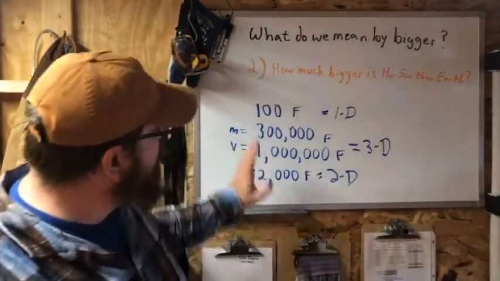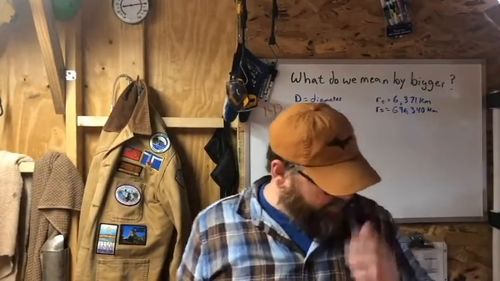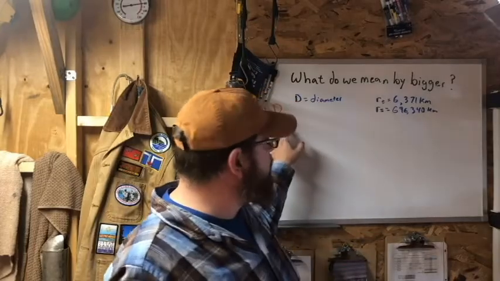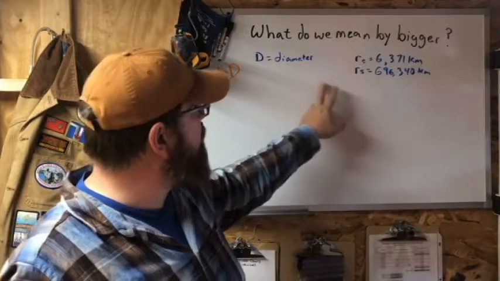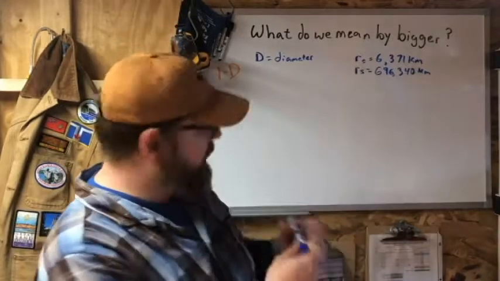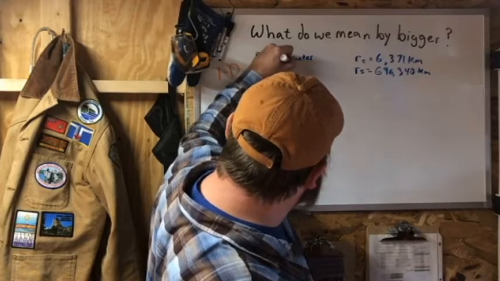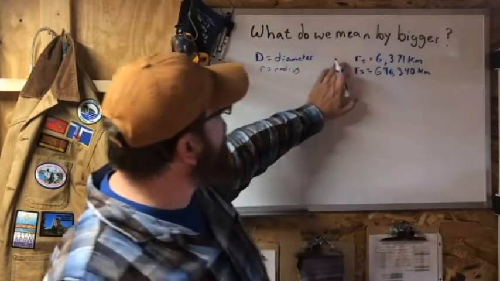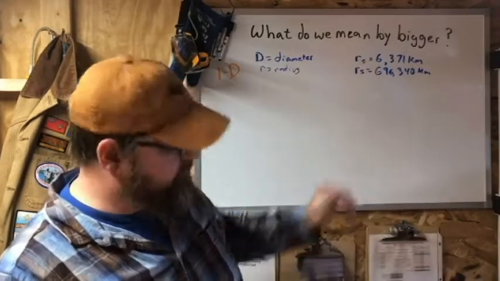So I'm going to walk you through these. Let's go from 1 dimension to 2 to 3 to show you how this works. We'll start with 1 dimension, and we're going to talk about diameter. That's what this capital D means. And R is going to be our radius. I probably should have written that there, R equals radius, and you're going to see that throughout. But here we have a radius of the Earth and a radius of the sun.